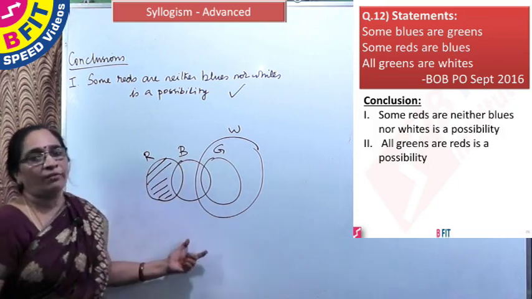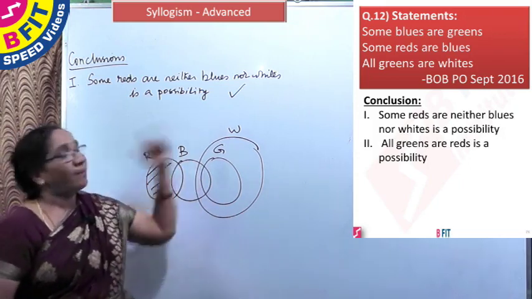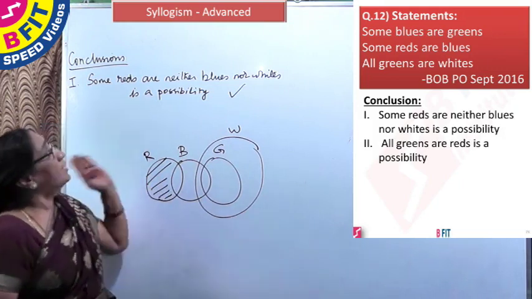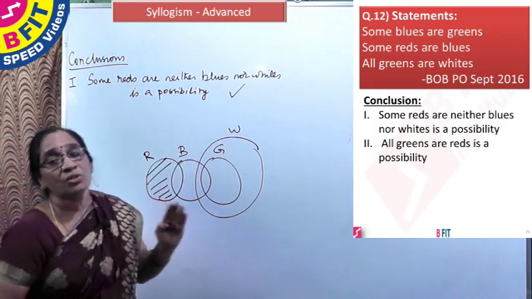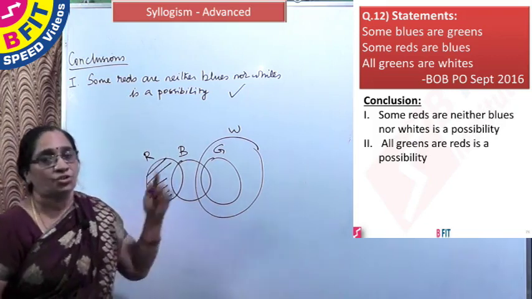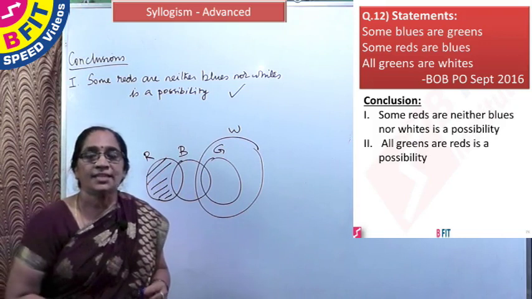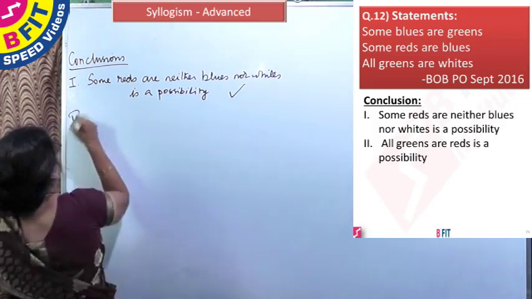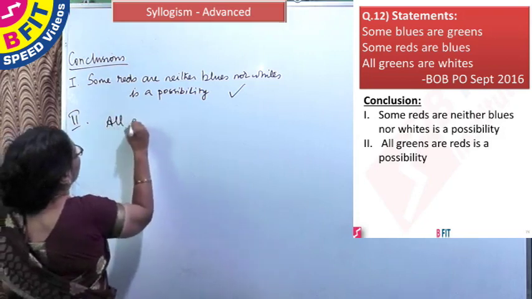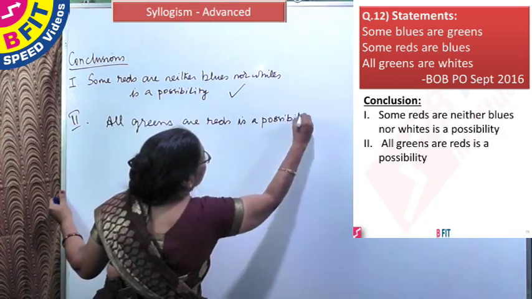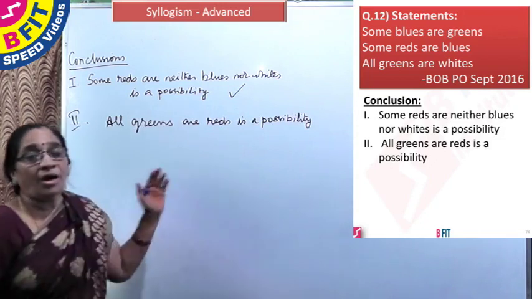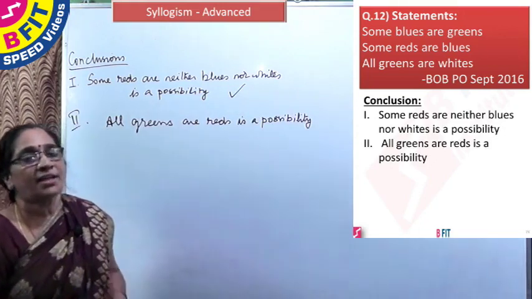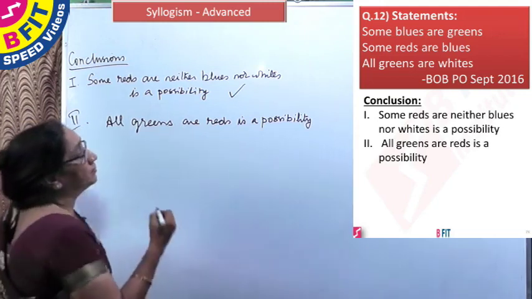It is true in one Venn diagram, and this being a possibility case, we can consider this to be true, and hence conclusion 1, some reds are neither blues nor whites is a possibility, is true. Now let us consider the second conclusion. All greens are reds is a possibility. For this, we will have to consider the first two statements.